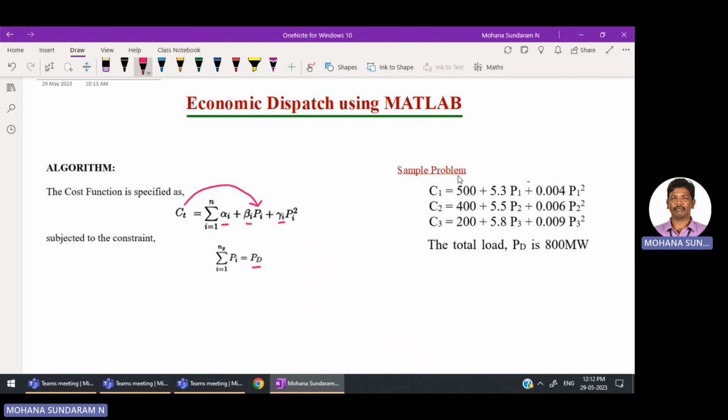Now we'll take a sample problem to understand the code very clearly. There are three power plants, and C1, C2, C3 are the cost functions of those three power plants respectively. P1, P2, P3 are their power generating capacity. PD is the total power demand that has to be satisfied by any combination of these three power plants. Here, the first coefficient indicates the alpha, the second indicates the beta, the last coefficient indicates the gamma, and this is your PD.